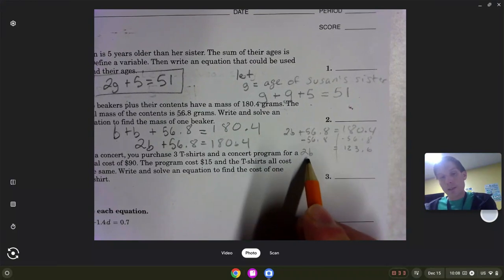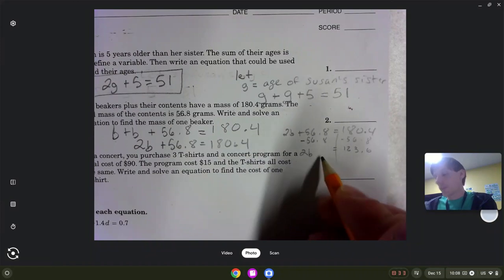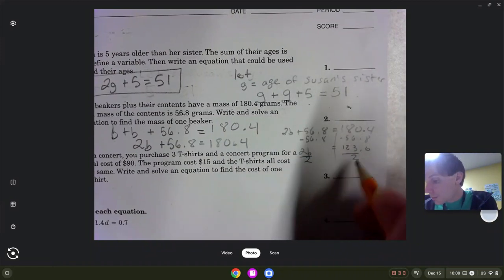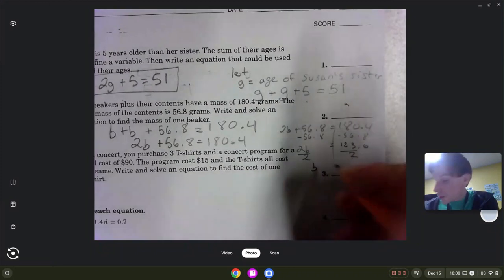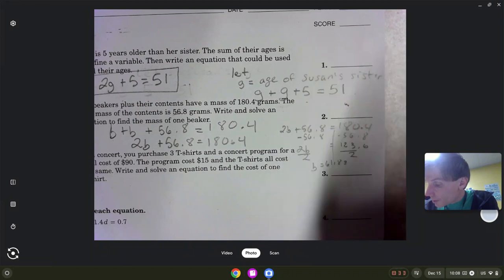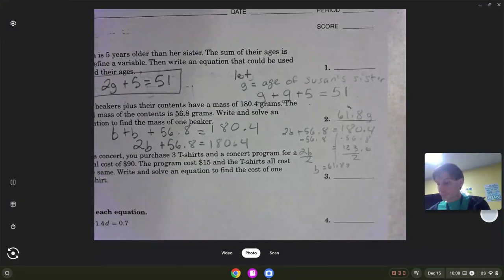So we have 2b equals 123.6. Lastly, we need to find what b is. So think of what that 2 is doing to the b. Multiplying, right? So the opposite of multiplying is dividing. We divide each side by 2, and you'd end up with b. Once we divide by 2, we're going to get 61.8. So I can write there 61.8 grams.